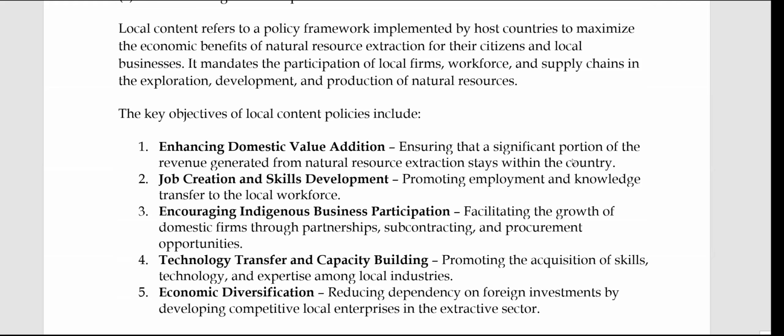Encouraging indigenous business participation, facilitating the growth of domestic firms through partnership, subcontracting, and procurement opportunities. Technology transfer and capacity building, promoting the acquisition of skills, technology, and expertise among local industries. Economic diversification, reducing dependency on foreign investment by developing competitive local enterprises in the extractive sector.